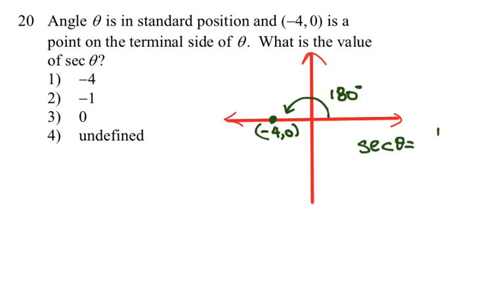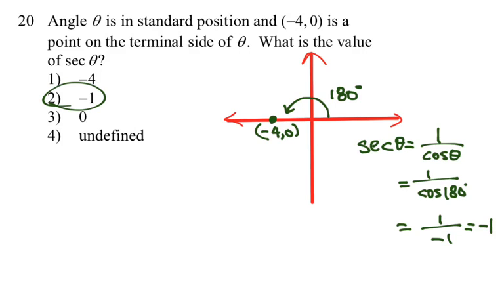Then secant theta means 1 over cosine theta. But what is cosine theta when the angle is 180 degrees? That's equal to -1. So we end up getting 1 over -1, which is equal to -1. Choice 2 becomes the answer.